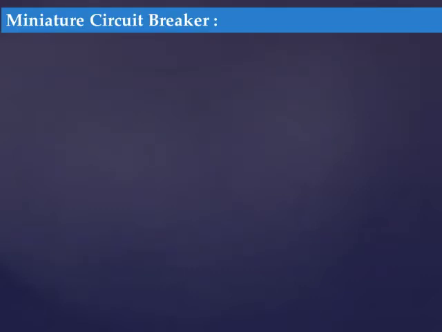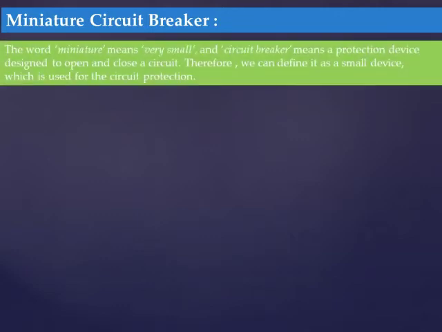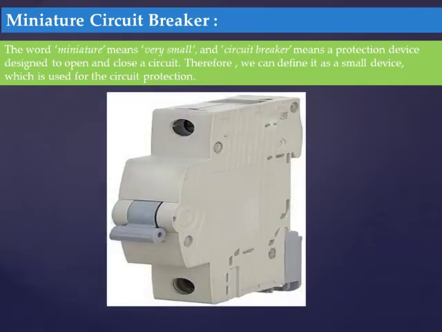First of all, we should know what we mean by MCB. The word miniature means very small and circuit breaker means a protection device designed to open and close a circuit. Therefore, we can define it as a small device which is used for circuit protection. It is another type of circuit breaker. It automatically turns off the electric circuit in case of overcurrent or any fault in the electrical supply.